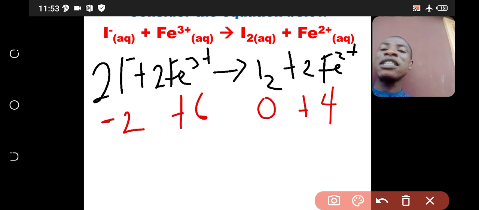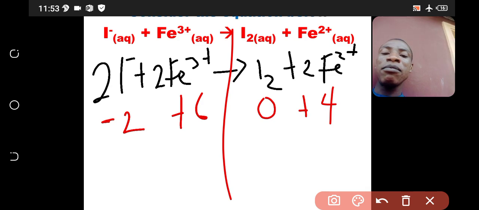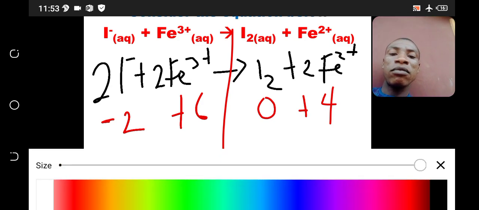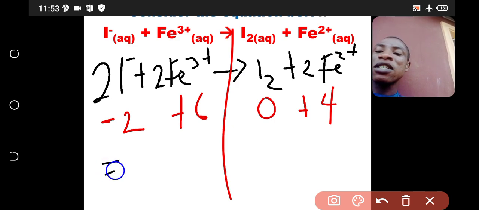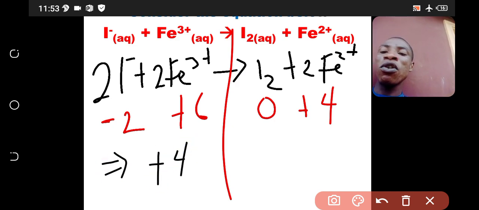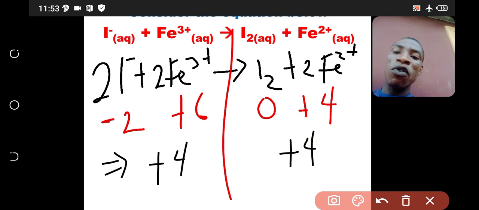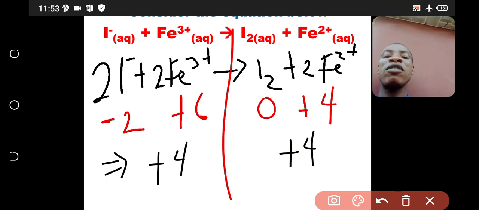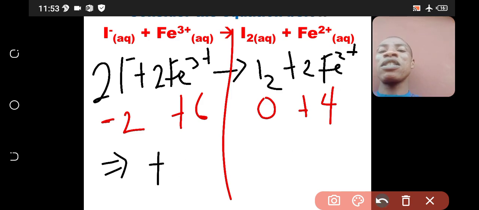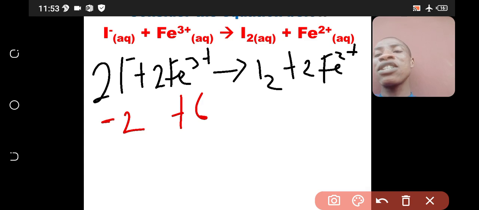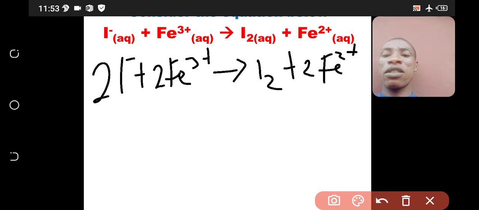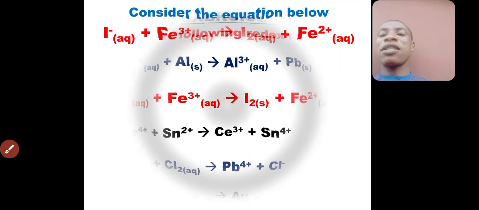Right? So now let's check if the two of them are the same. What's minus 2 plus 6? That gives you plus 4. What's 0 and plus 4? That gives you plus 4. So that means they are balanced both by atoms and by charges. So you can always confirm if your answer is correct or not based on this.